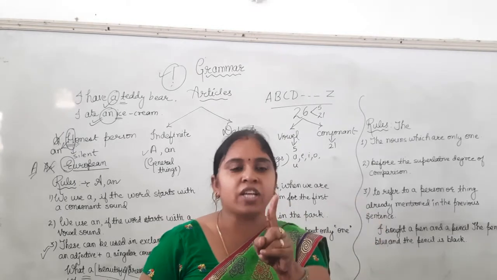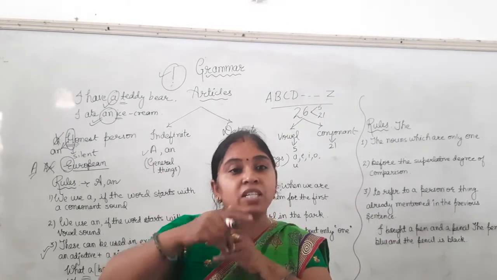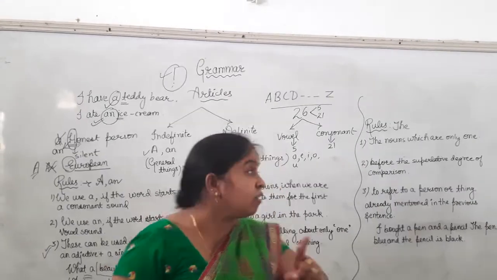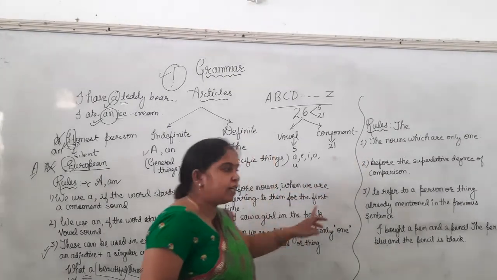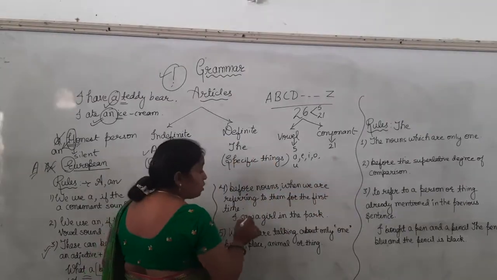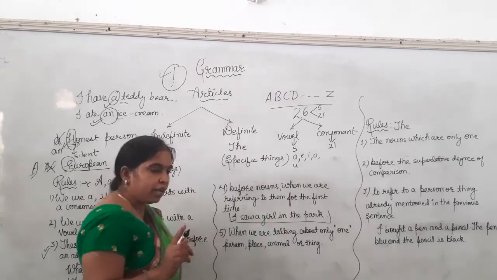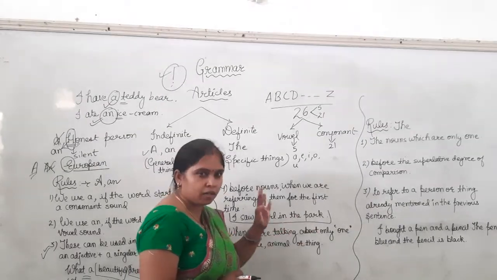So for the first time, when we write about something for the first time, that time "a" will come, and then afterwards, if we talk about the same person in the paragraph, then "the" will come. First of all, we learn about article "a". Suppose this is the first line of the paragraph. Okay, I saw a girl in the park.